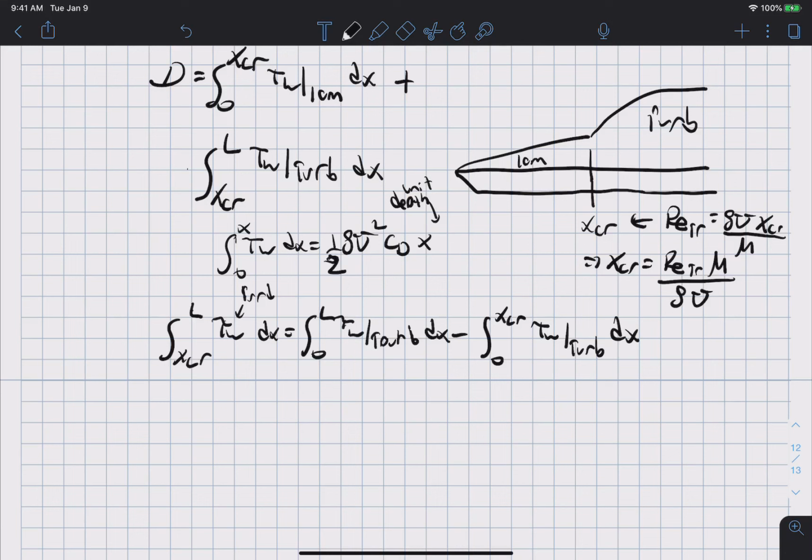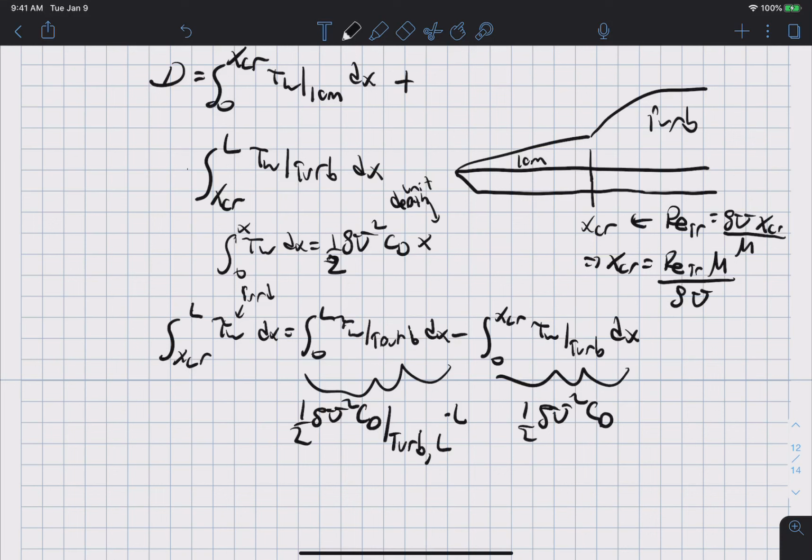Okay. And then this piece here just turns into 1/2 rho times cap U squared times CD for the turbulent evaluated at L times the length, and this becomes 1/2 rho U squared times the drag coefficient using the turbulent relation evaluated at the critical transition point times XCR. Okay.